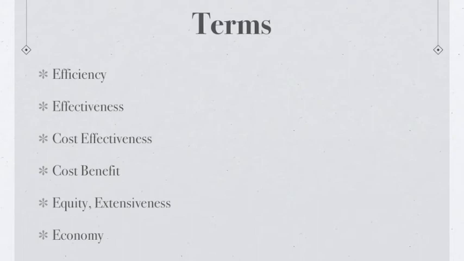Cost effectiveness measures the cost of developing and managing the right collection. Often this is done by relating the overall cost of an item to the number of uses. Cost benefit measures the cost of developing and managing the collection against measurable benefits. To what degree does the collection justify its existence?